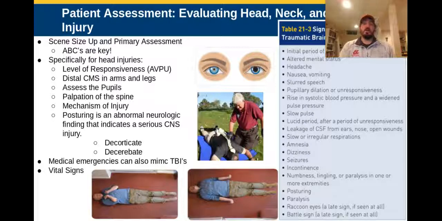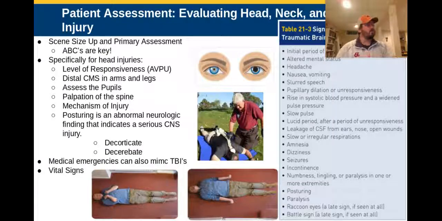In terms of assessing these brain or spinal injuries, what are some other things we need to look for? Right off the bat, our AVPU, our level of responsiveness: alert, verbal, responsive to pain, unresponsive. And again, think about whether it's a concussion or a brain bleed, a subdural or epidural hematoma. The patient might start trending down in mental status. Maybe they're a little confused, and they don't remember what happened. That would not be alert. That would be verbal.